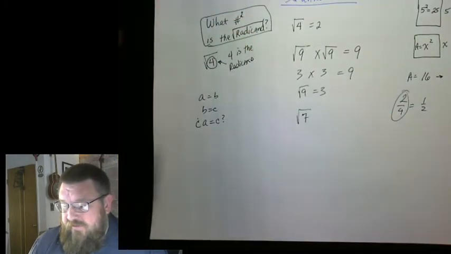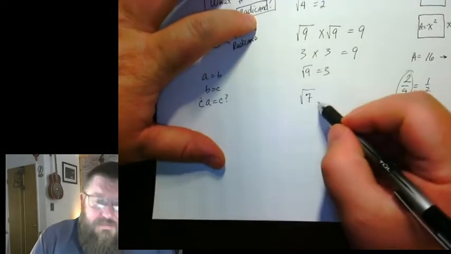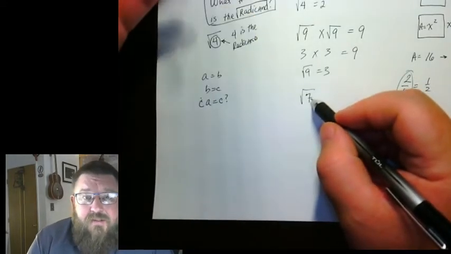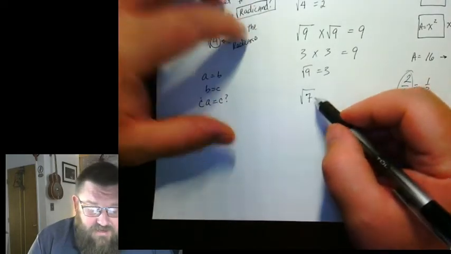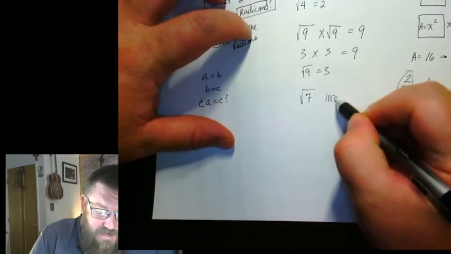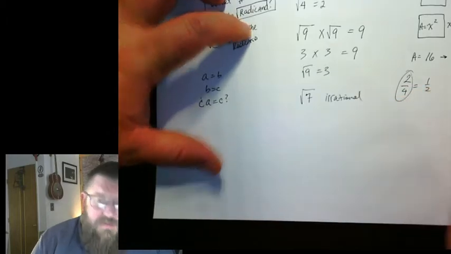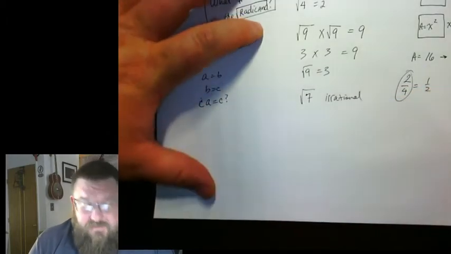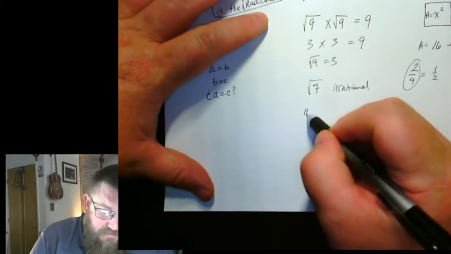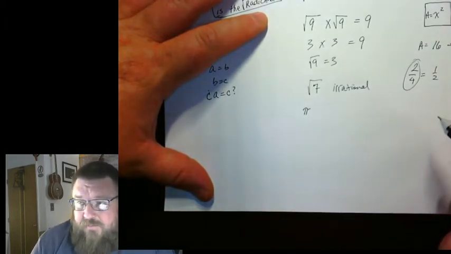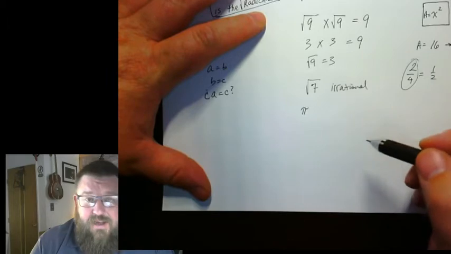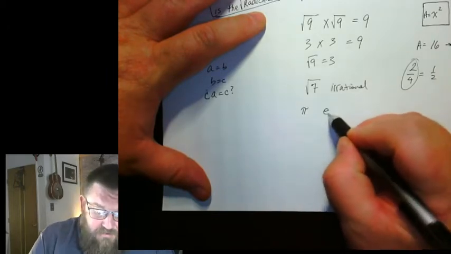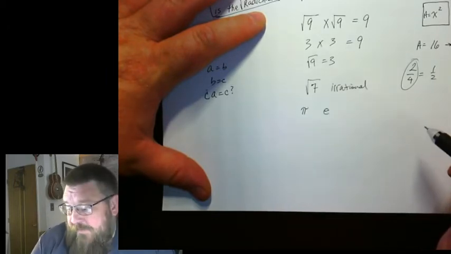For example, the square root of 7 cannot be simplified because there's no whole number, no integer times itself that equals 7. In fact, this is irrational, which means you can't write it as a ratio of integers. Other examples of irrational numbers: one you're probably familiar with is pi, which is the circumference of a circle divided by the diameter. There's another number you may not know about, called e. It's irrational.